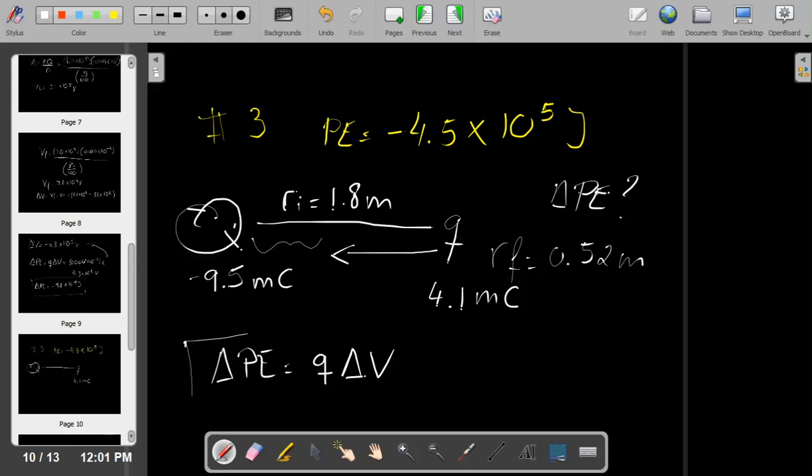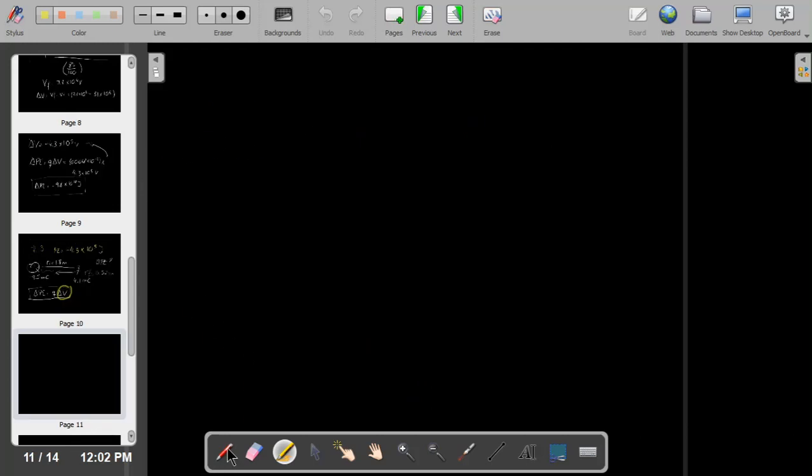This is what we need to solve. This is the formula that allows us to solve the potential energy, but we're missing this. So let's solve for this. Next page. And you already know that the change in electric potential is potential final minus potential initial. Okay, let's divide and conquer. So let's start with the final this time.